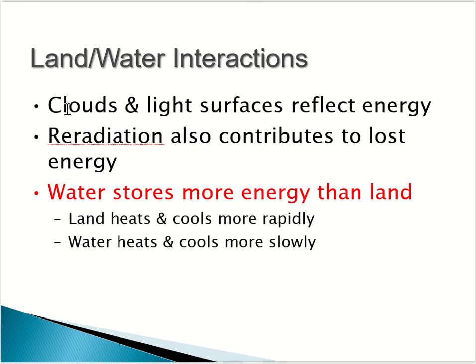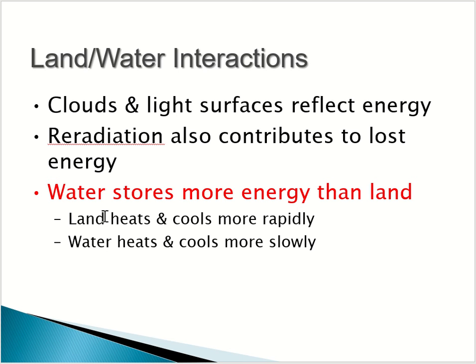So clouds, right, white, and other light surfaces, here I'm talking about snow or ice, reflect a lot of the energy. So they don't absorb and re-emit it as heat. Re-radiation can contribute to lost energy, this energy that's being reflected. And importantly, water can store more energy than land. So land can heat up and cool more rapidly. Water heats and cools more slowly.